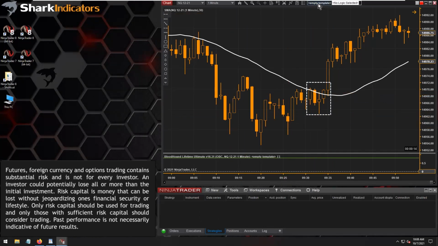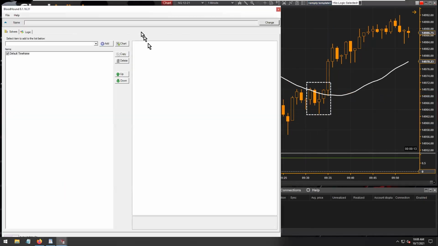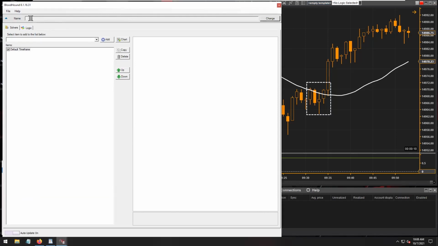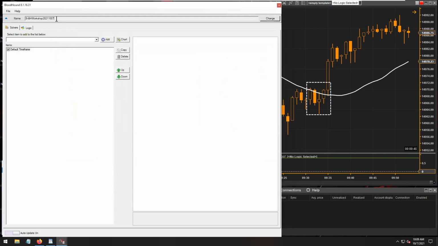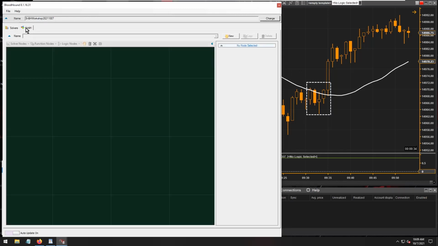All right, so let's get BloodHound opened and put in today's workshop file name. So I'm going to hit the change button. All right, so once you have a file name in place, now it's safe to start working. So I'm going to start working on the logic tab here. And let's create a new logic template here using the new button.